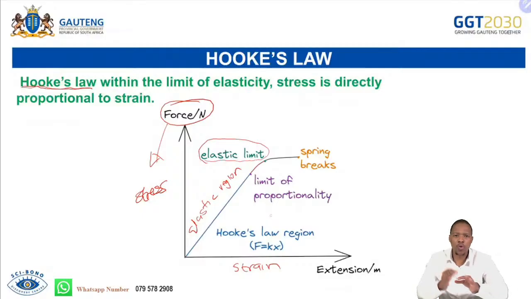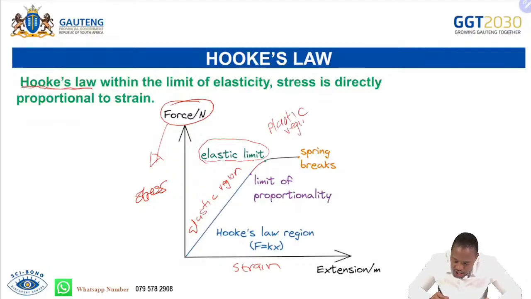You pull it, it goes back. However, we also know that those springs have what is called an elastic limit, right? If you pull that spring hard enough, it will reach its elastic limit and go over its elastic limit. So it means at that point, it enters what is called a plastic region.